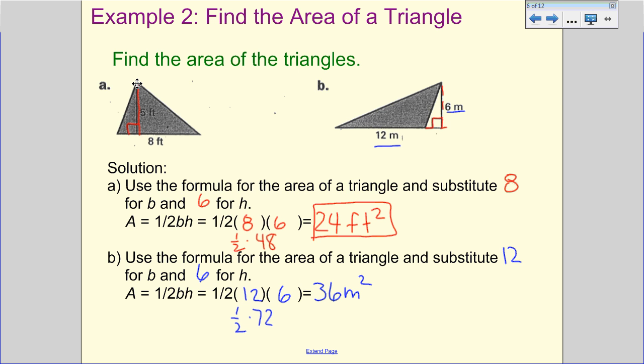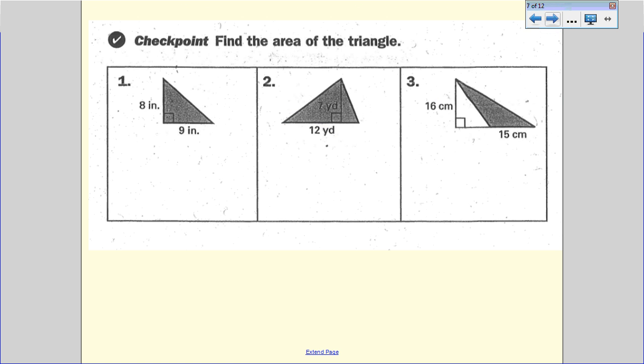Not too bad. So ladies and gentlemen, you are going to do now these 3 checkpoints, and then we will check in class.